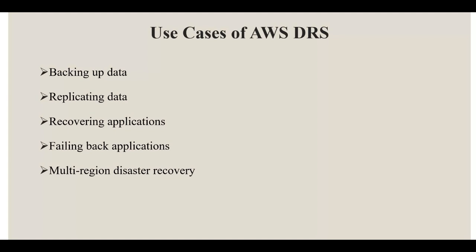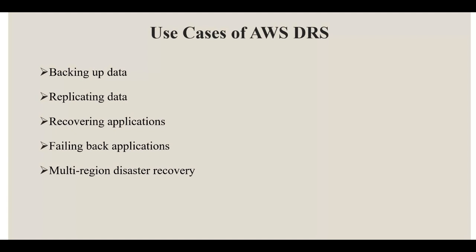The next is replicating data. AWS DRS can be used to replicate data to a secondary location. I've already told you that it's continuously replicating, right? The next is recovering applications. AWS DRS can be used to recover applications from a previous point in time. So it helps us recover our applications from a previous point in time, and with RTO and RPO, the recovery time objective and recovery point objective, we can easily recover the applications.